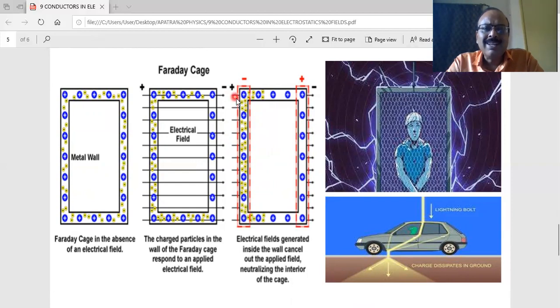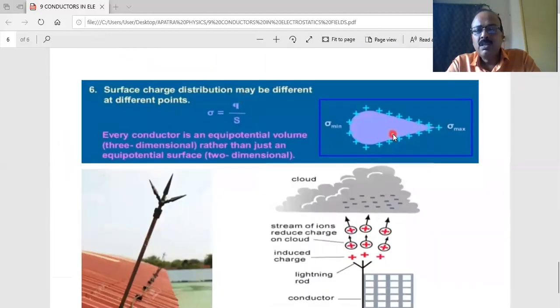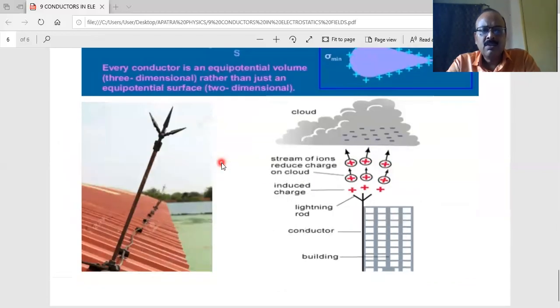Where the radius of curvature at a point is less, the density will be more. Here it is in the figure diagram. Where the radius of curvature is maximum, the curvature is minimum, and at the pointed edge the radius of curvature is very, very small. Therefore the surface charge density sigma will have its maximum value here. And on the basis of this concept, we construct a lightning conductor.